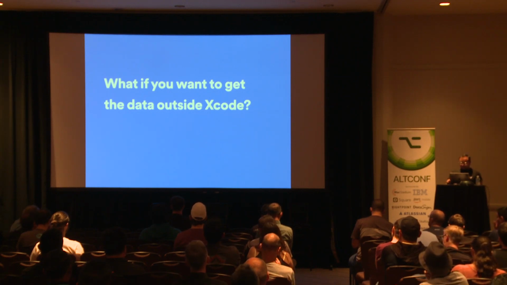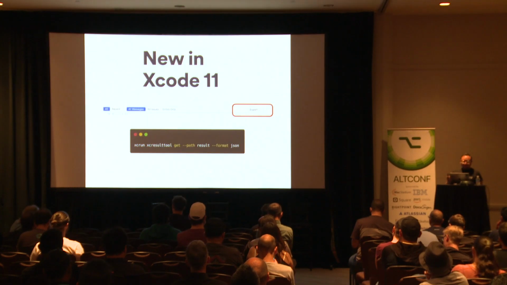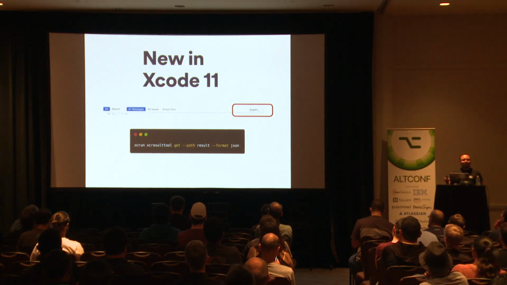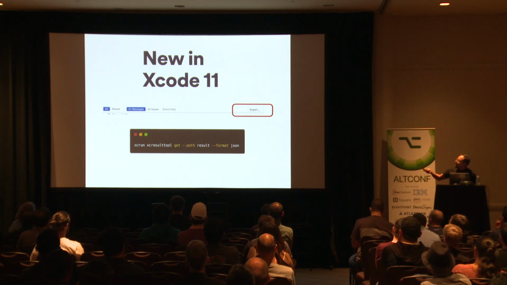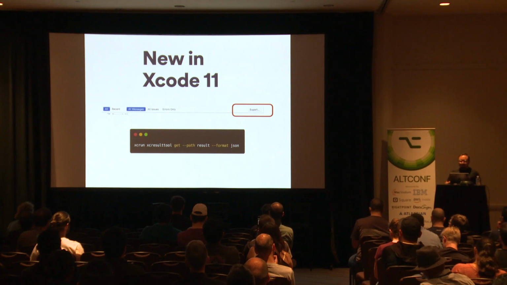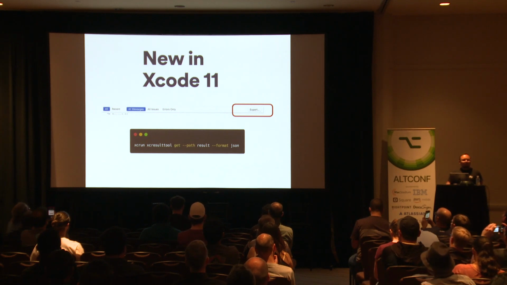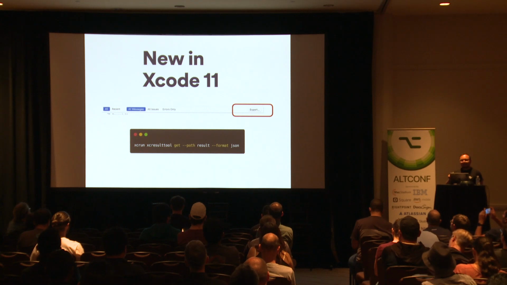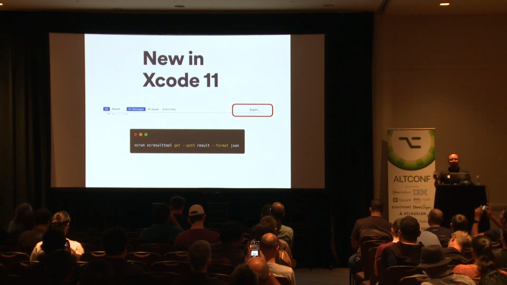And by the way, a small parenthesis, Xcode 11 beta was released this Monday, and it now has a new option. In the report navigator, there is this export button, or if you are using the command line, there is a new command called xcresulttool. With the export button, you can export a summary of the report inside the report navigator as a text file. And with xcresulttool, you can export the same summary, but as a JSON document.